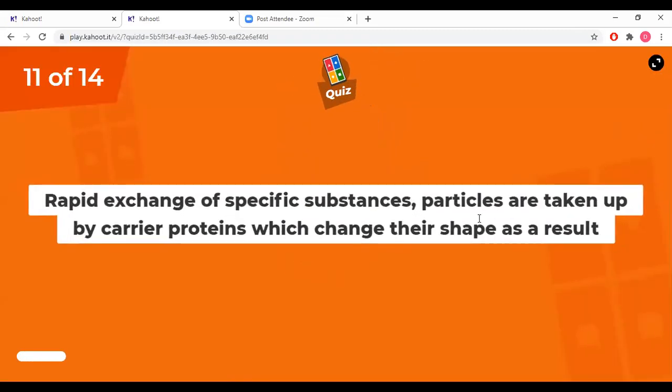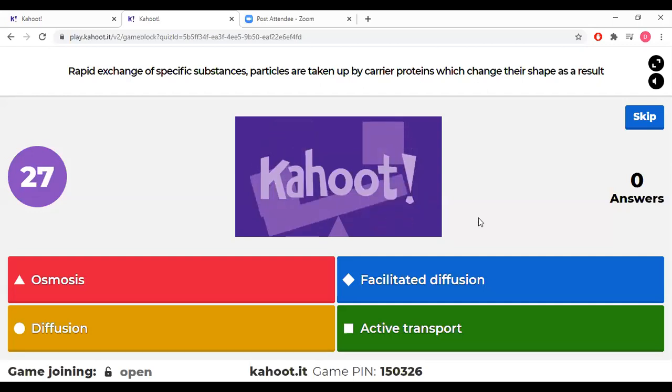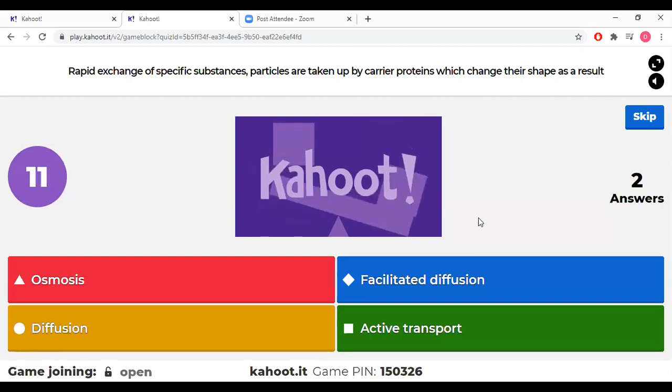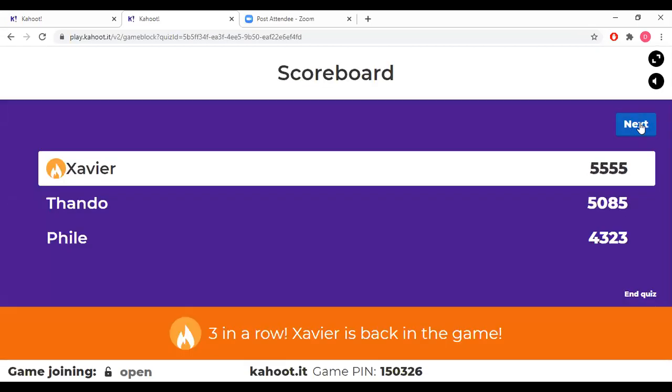Congratulations. Question 11. The rapid exchange of specific substances. Particles are taken up by carrier proteins, which change their shape as a result. So this is a type of transport, right? Whereby there's an exchange of specific substances from inside the cell to the outside environment. These particles are taken up by carrier proteins that change their shape, because in their original shape they can't pass through the cell membrane. So carrier proteins are placed there so that these molecules can pass. Great, it is facilitated diffusion. The carrier proteins are there to facilitate this diffusion, to help these molecules pass through the membrane.